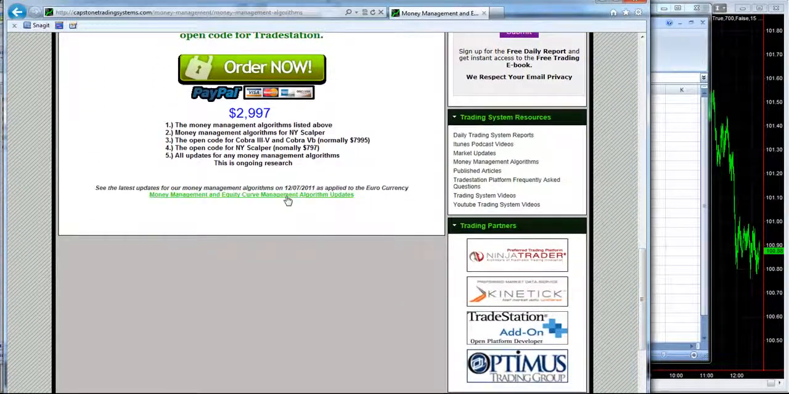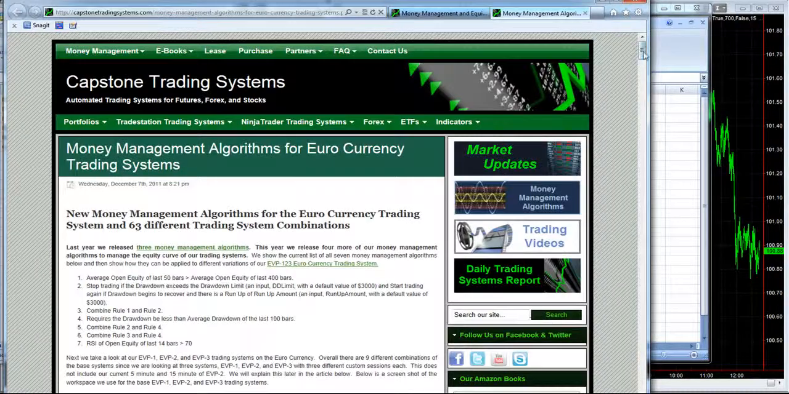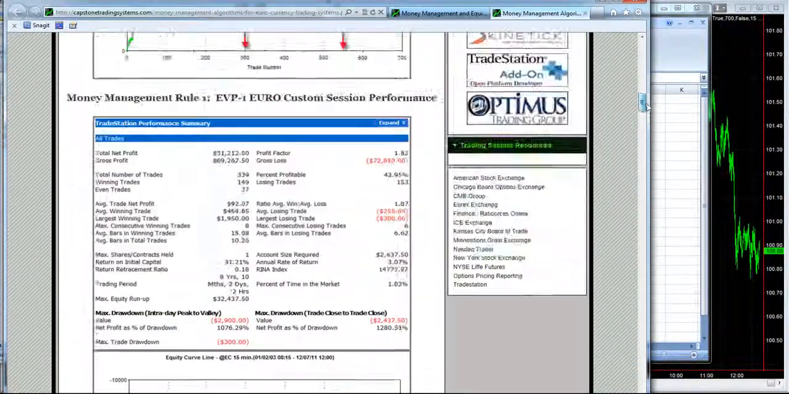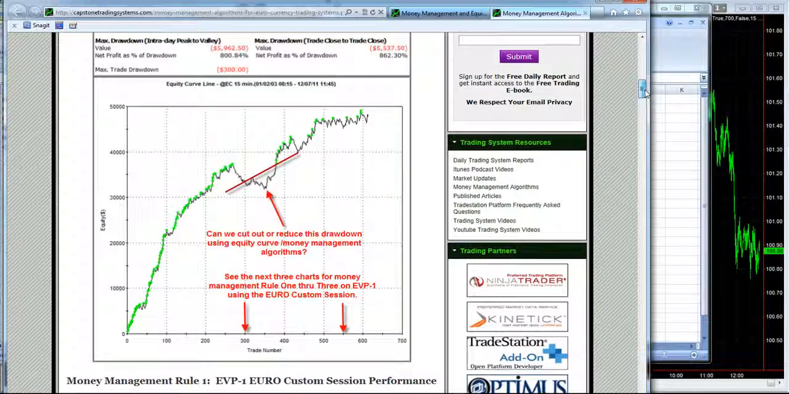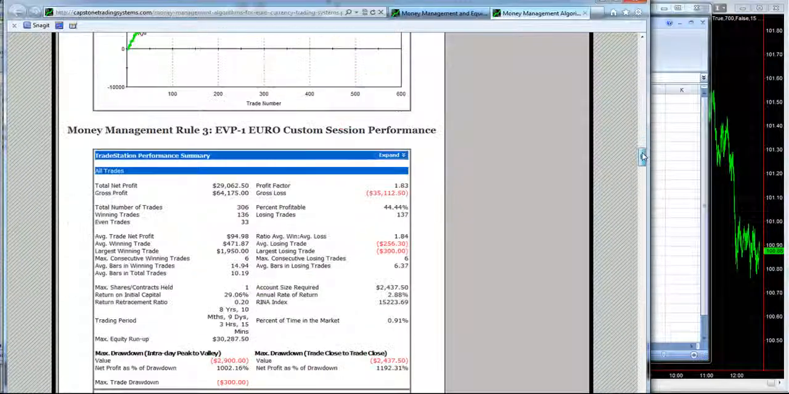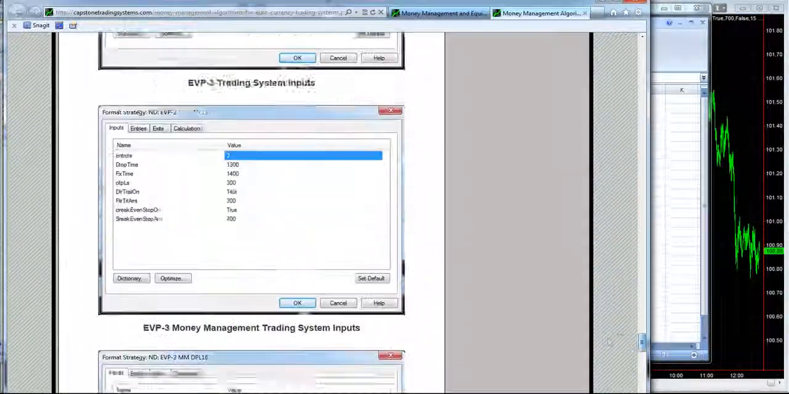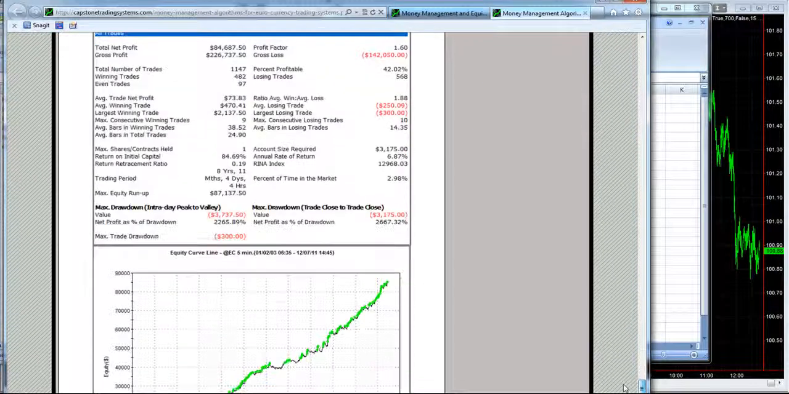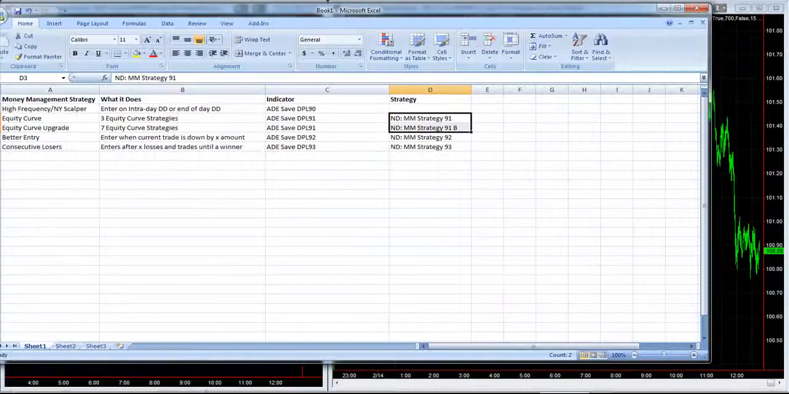You can go here and see the upgrades as well, and so you get more upgrades and more explanations on the euro currency. Here's the equity curve. Cut out some drawdowns here, new equity peaks on that. You can read through this. You can see all the information if you go through here. But that's the equity curve algorithms.